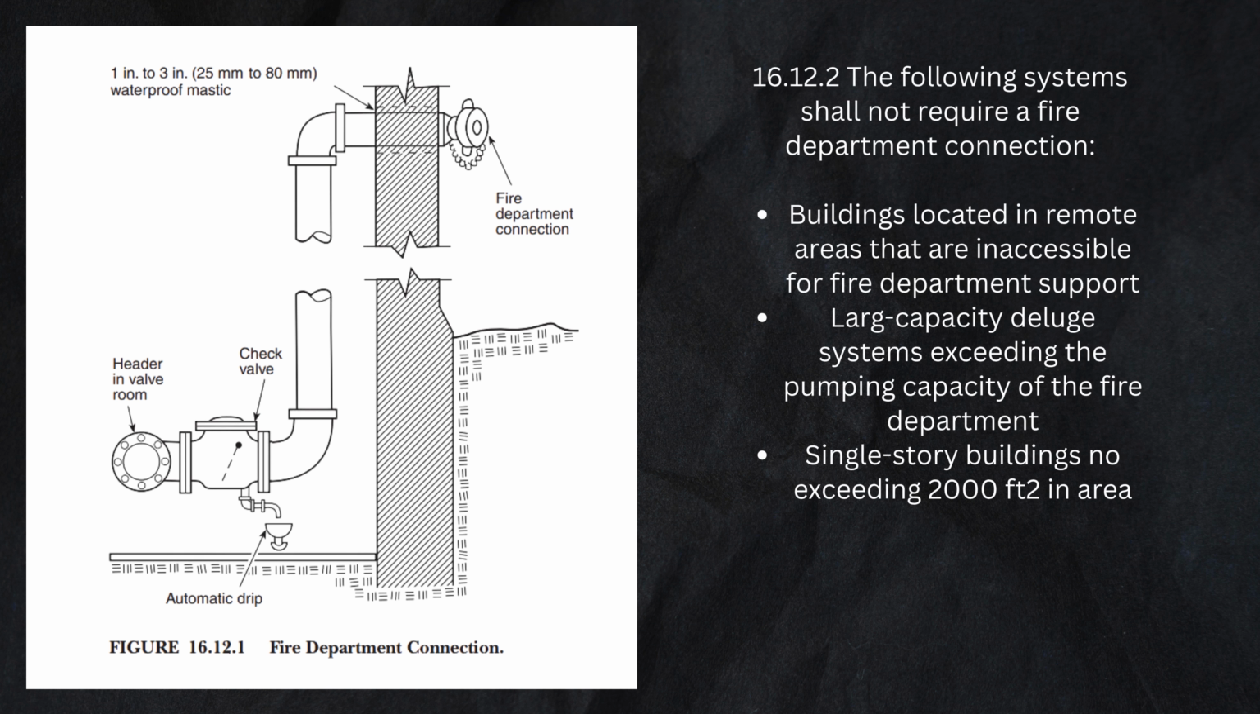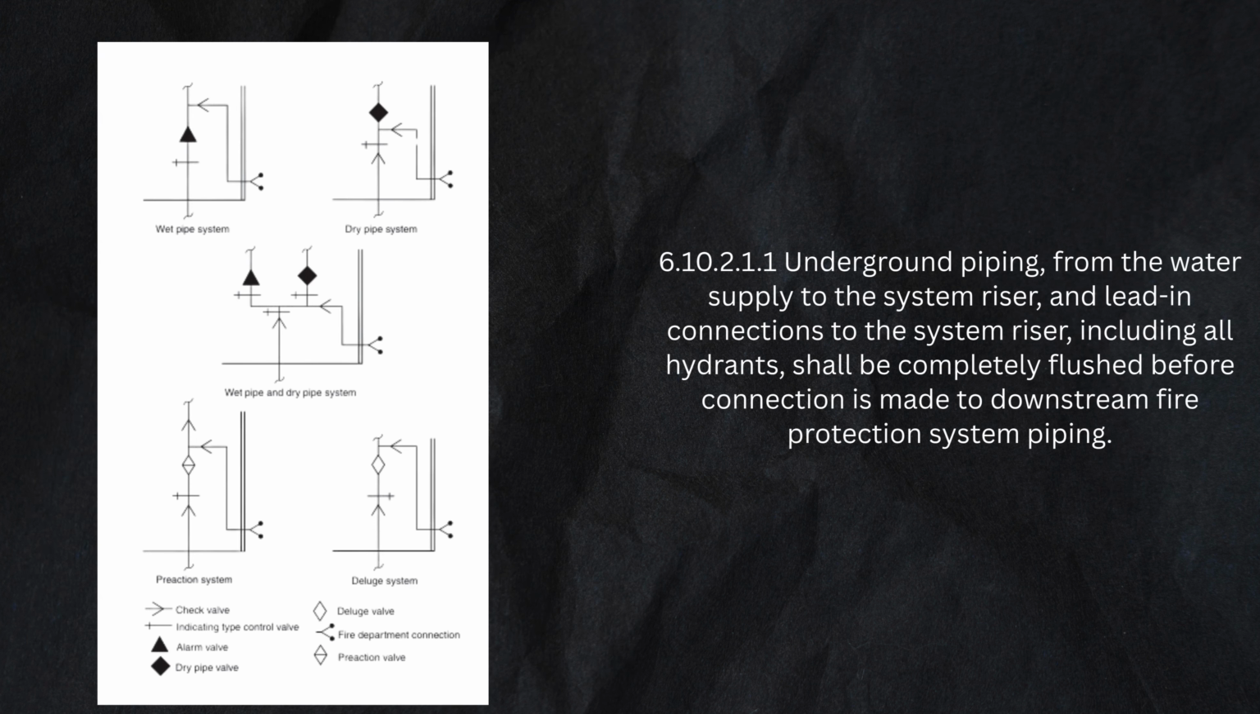16.12.2. The following systems shall not require a fire department connection: buildings located in remote areas that are inaccessible for fire department support; large capacity deluge systems exceeding the pumping capacity of the fire department; single-story buildings not exceeding 2,000 square feet in area. Underground piping, from the water supply to the system riser, and lead-in connections to the system riser, including all hydrants, shall be completely flushed before connection is made to downstream fire protection system piping.